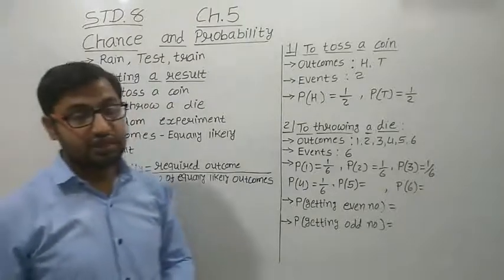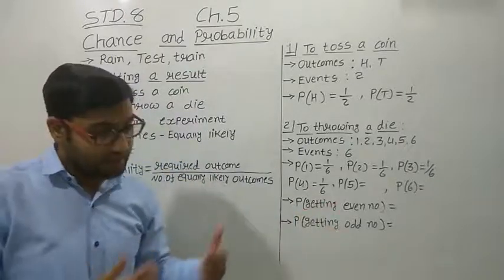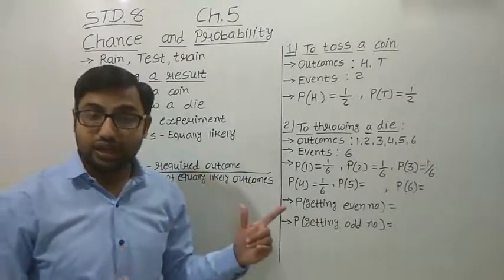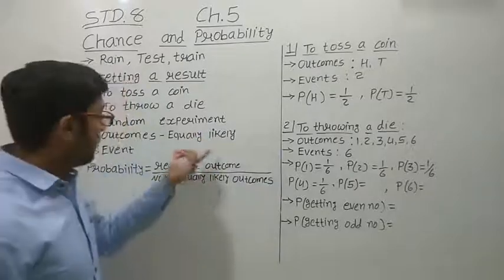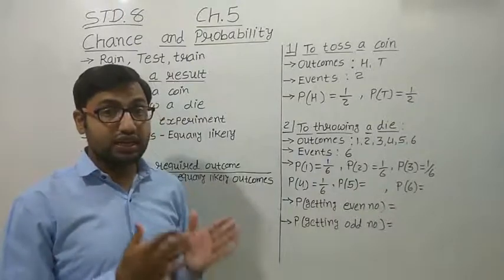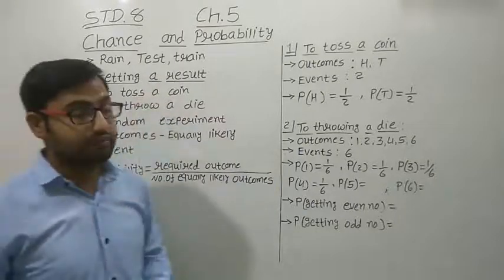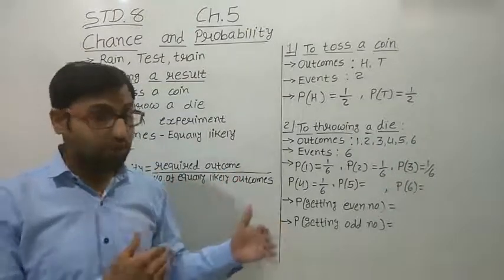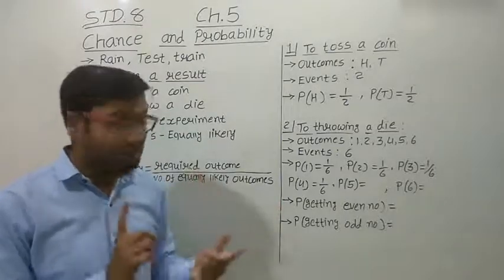Now the second term is outcomes. Outcomes means whatever result we get; the possible results that we can get are called the outcomes. And there is one more term, equally likely outcomes. Now what does equally likely outcomes mean? Suppose we have an experiment to toss a coin. Two outputs are possible, head and tail. If both the possibilities that we get are equal, then they are called equally likely outcomes.